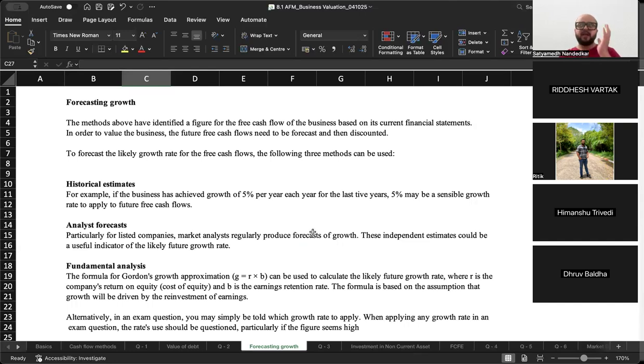We try to understand what is happening in the industry right now. Like right now the fintech industry is booming and the AI industry is booming. So we'll try to understand that and apply that number also to predict the growth rate for the future, post which we'll be doing some fundamental analysis. Fundamental analysis is basically your Gordon's growth model for prediction of the growth rates.